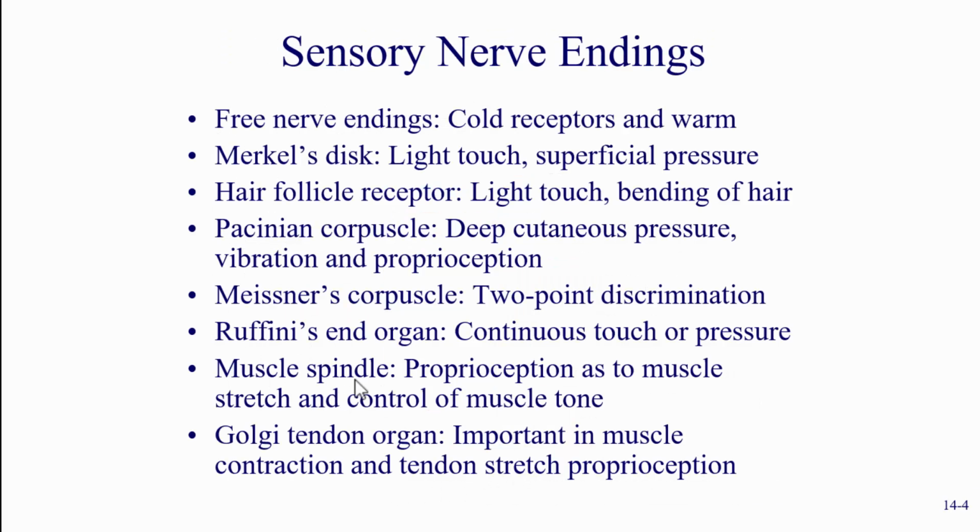And then next we have muscle spindles, or muscle spindle fibers. These are for proprioception as to muscle stretch and control of muscle tone. So this is what basically sets tone of muscle. And if it gets overstretched, what it'll do is contract down and then relax back out again.